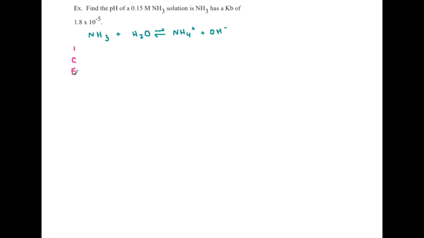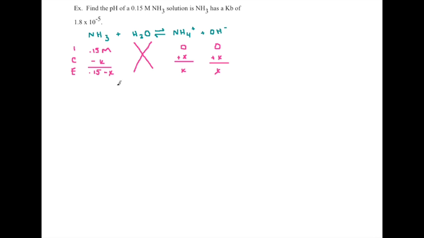So I have to write out my ICE chart. I have a concentration of 0.15 molar NH3. Remember, since water is a pure liquid, I'm not going to be looking at it at all, so I can just ignore that. I start with no ammonium and no hydroxide. I do know that the change is going to be -X for ammonia, so the equilibrium concentration is going to be 0.15 minus X. This is going to be plus X, and this is going to be plus X here.